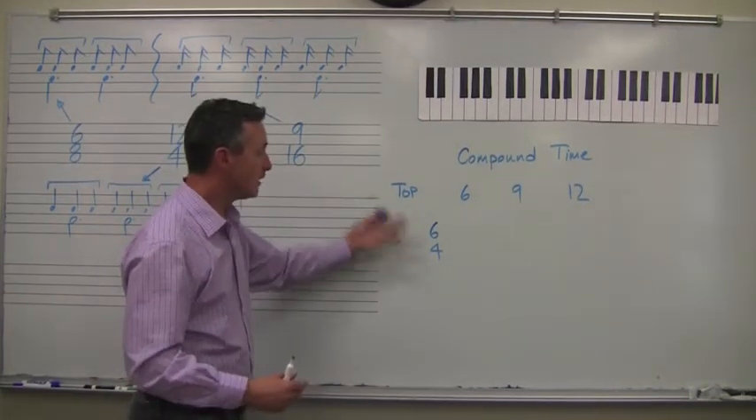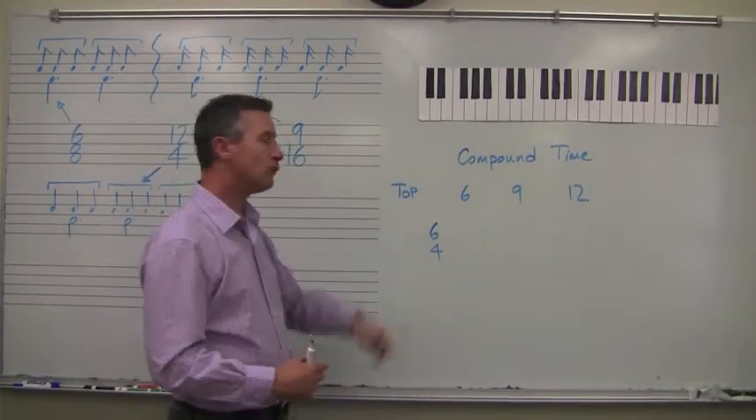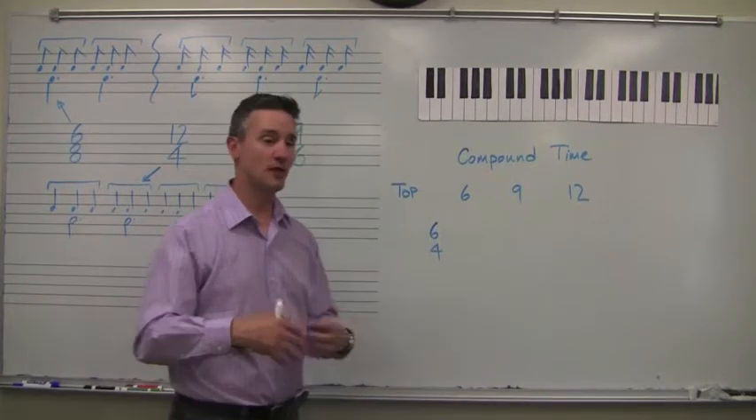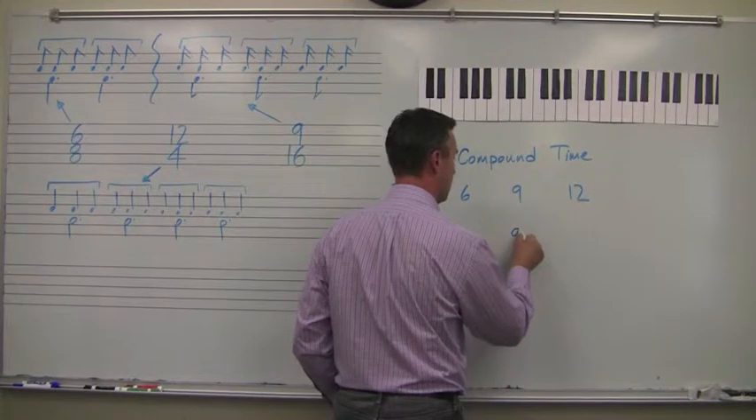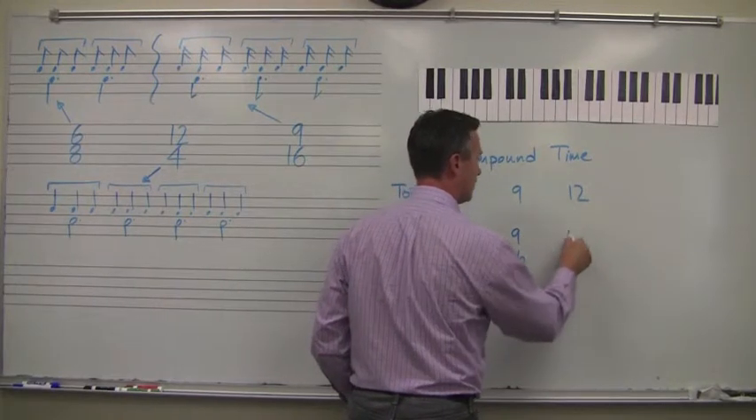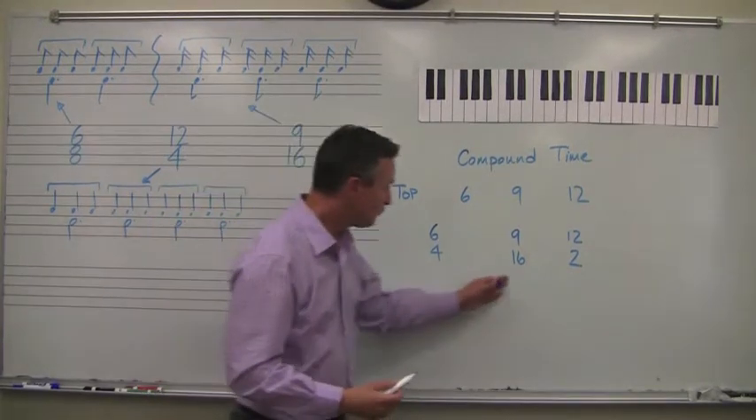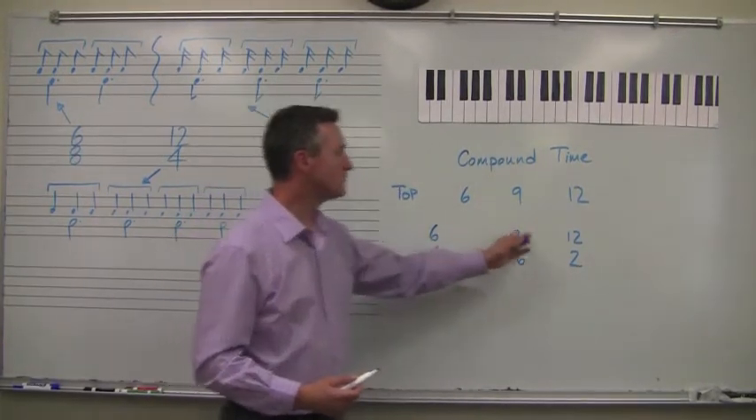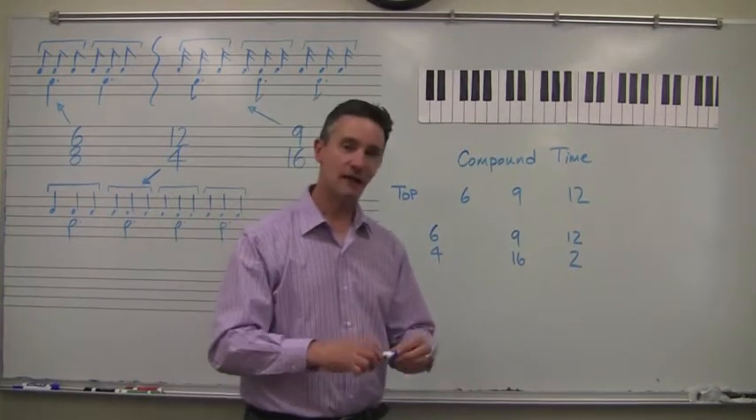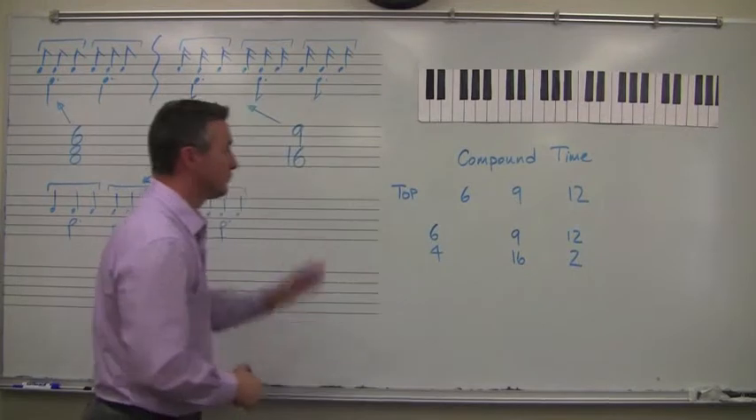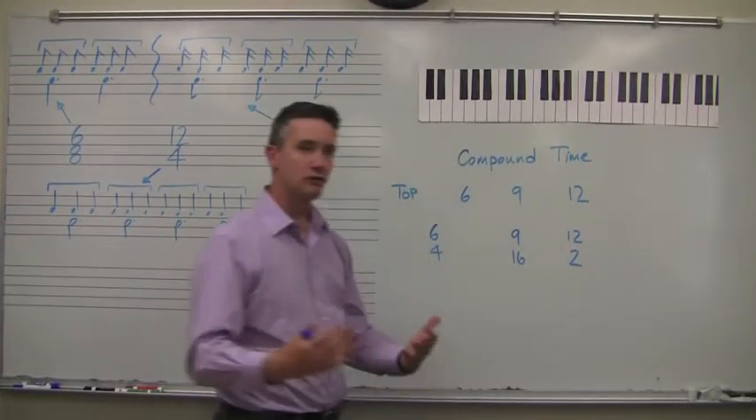So 6/4 is an example of compound time. We know it's compound because it's got a 6 on the top, and the 4 underneath relates to a particular note value. You could do the same with any of the others. We could have 9/16 time, or we could have 12/2 time. Again, the bottom number refers to a note value. The top number tells you that it is compound time. It tells you a little bit more than that, but we'll get to that in a moment. So 6, 9, or 12 on the top, and a number on the bottom that represents a note value.